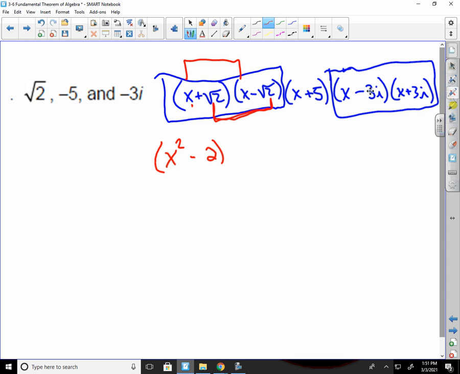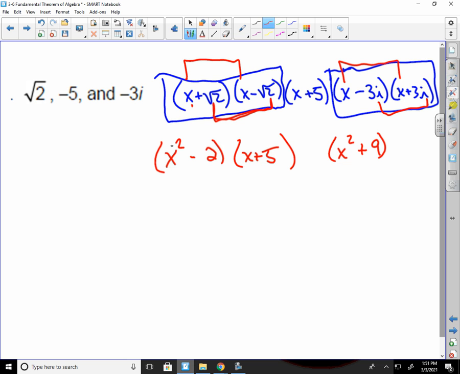Same thing with these back ones. It's the same thing in both of them. The only difference is I have a minus and a plus. So do the fronts, x squared, and do the lasts. Negative 3i times 3i, that gives us negative 9i squared. i squared is just negative 1, so that's really x squared plus 9. And then I just have the x plus 5 in the middle.